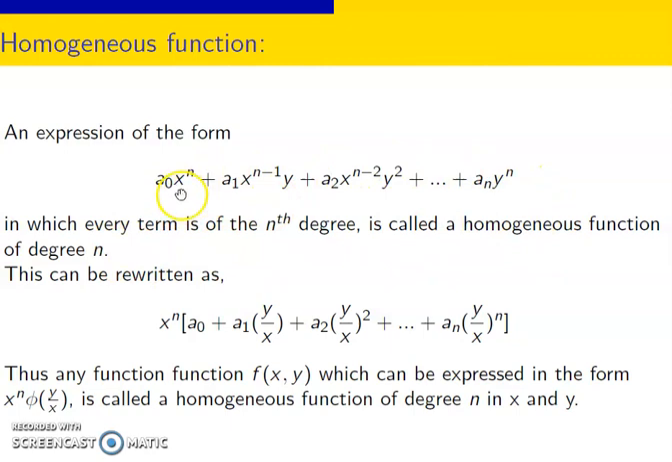We can see the first term x to the power n has degree n. Here x to the power n minus 1 and y to the power 1 is there, so its degree is n again. x to the power n minus 2 y square, its degree will be n once again. Next will be n again, and so on. The last term an y to the power n has degree n. So such expressions are called homogeneous functions of degree n.